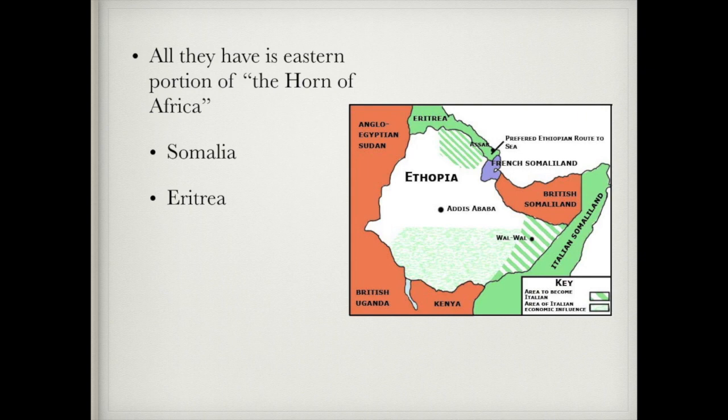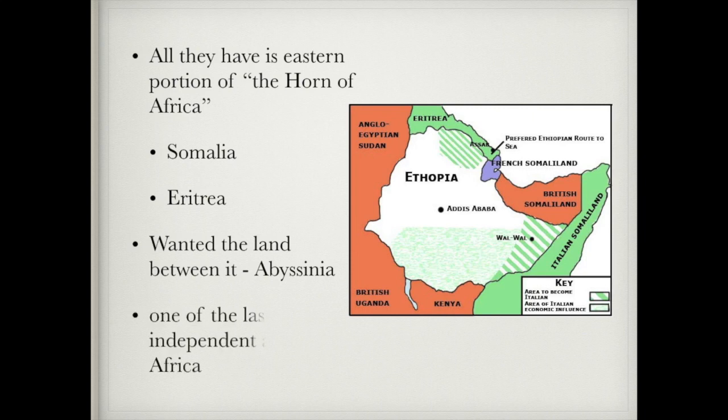Now, the land in between is called Abyssinia. Today we call it Ethiopia. It's the same thing. This is the independent part. This is the last independent area in Africa, and Italy wants it. They already have Somalia. They already have Eritrea. Now they want what's in between, Ethiopia. It's the last independent place.